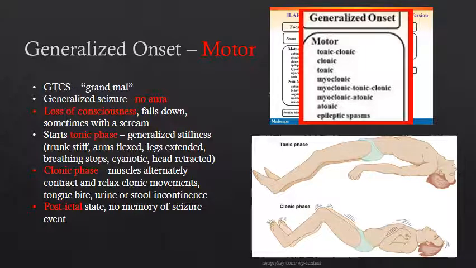In a generalized tonic-clonic seizure, the patient has loss of consciousness, falls down, sometimes letting out a scream. As previously discussed, it starts with a tonic phase and continues to the clonic phase, as you see in the picture, followed by a postictal state with no memory of the seizure event.